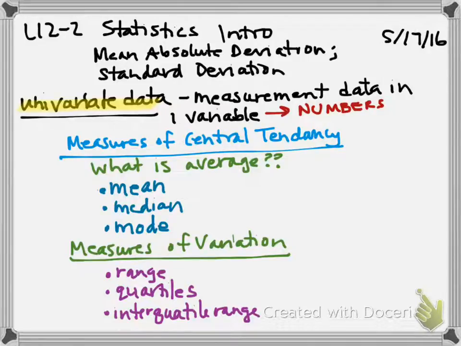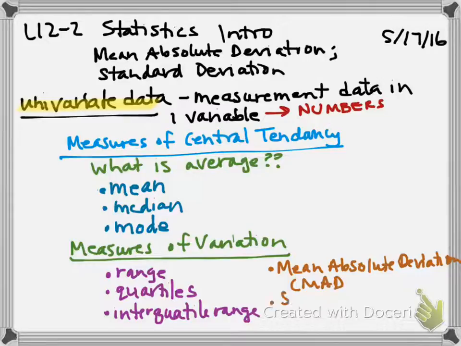So the ones that we're going to talk about, though, are called mean absolute deviation, lovingly referred to as MAD, and standard deviation, which I'm going to refer to as SD. Okay? So we're going to start with mean absolute deviation, and we're going to start with numbers that are going to be easy to deal with in the examples.